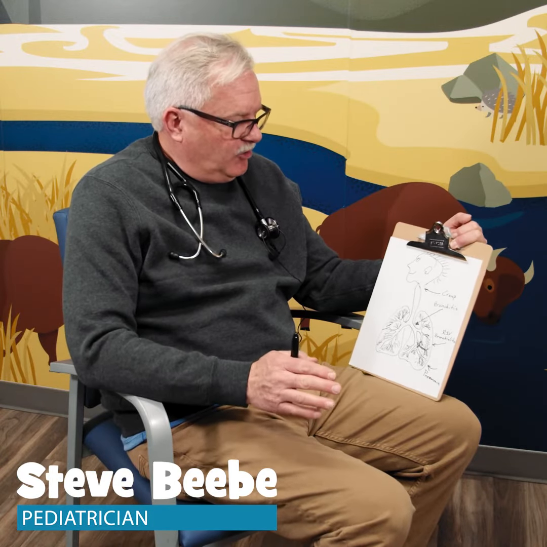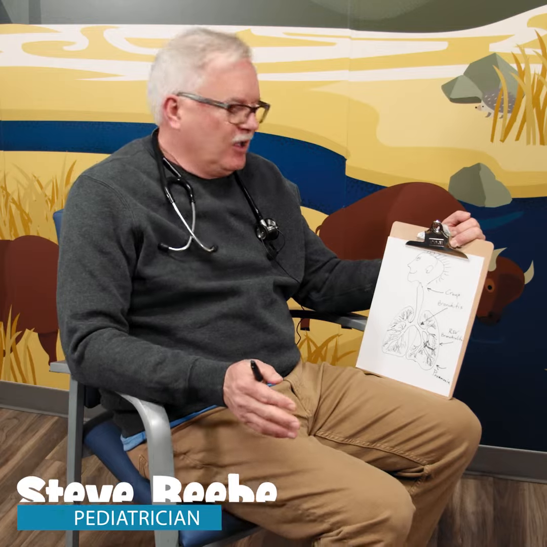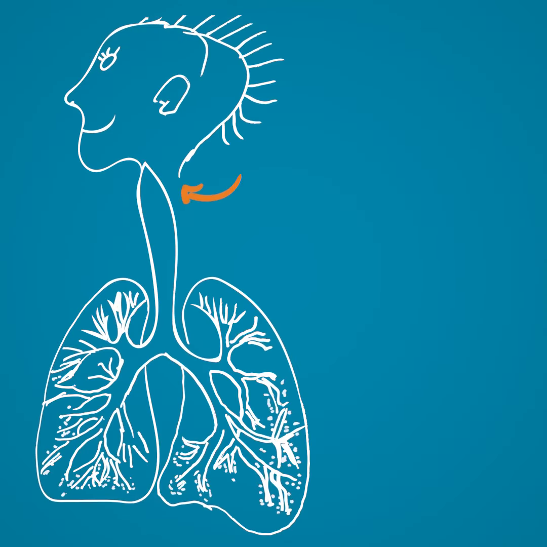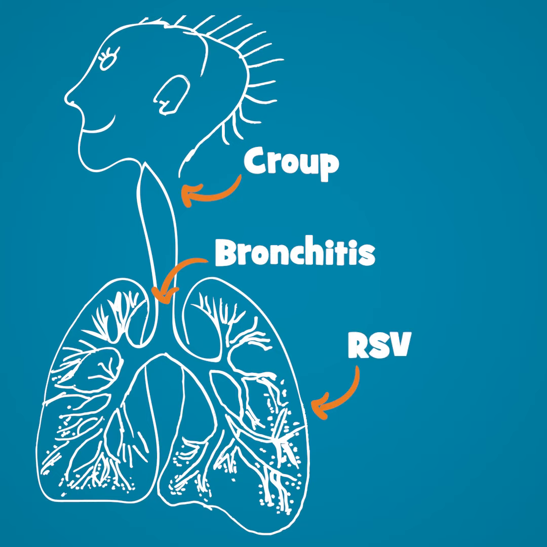Continuing our respiratory theme, I thought it might be helpful to just talk about the respiratory airway and some of the diseases associated with the respiratory airway. So a couple of things that you may have heard of are croup, bronchitis, RSV bronchiolitis, and pneumonia.